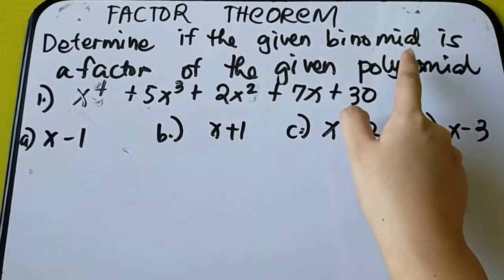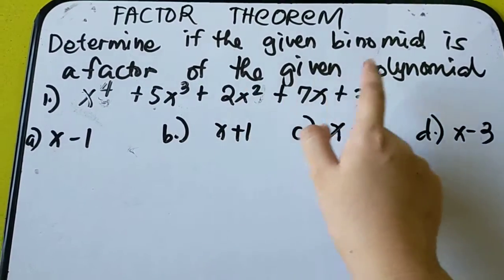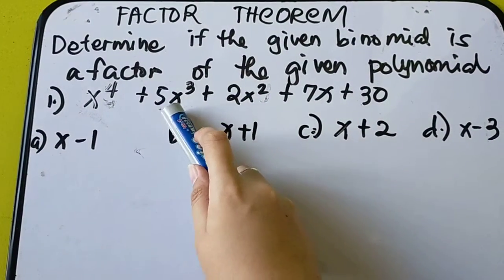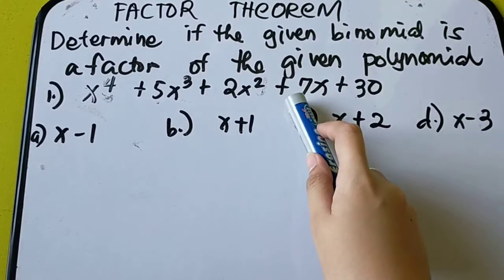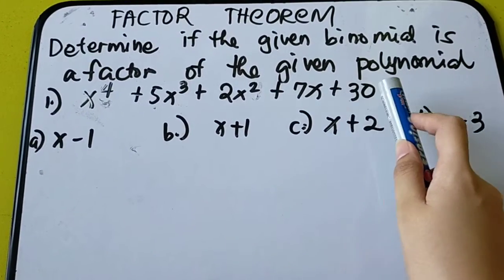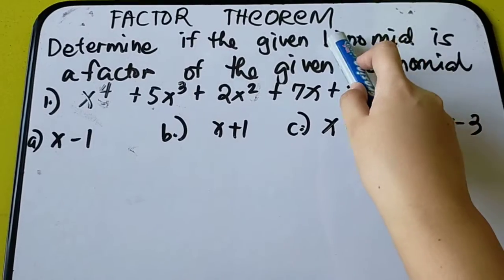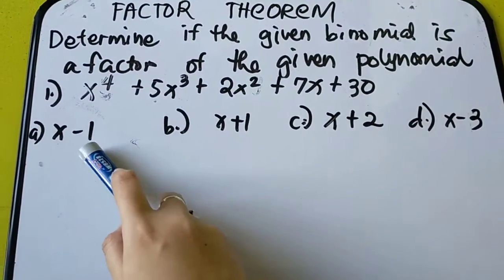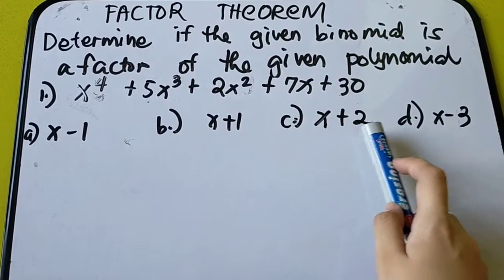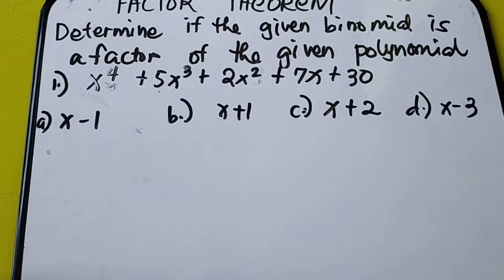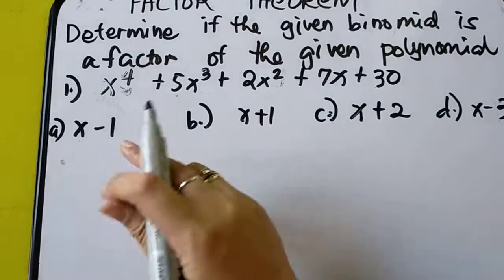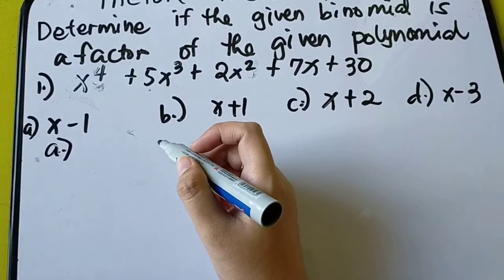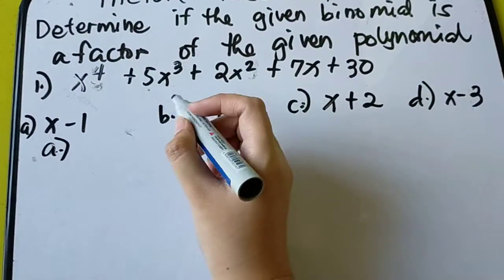Let us have an example. Determine if the given binomial is a factor of the given polynomial. Ang given polynomial natin ay si x raised to 4 plus 5x cubed plus 2x squared plus 7x plus 30. Ang given binomial natin na i-determine kung siya ba ay factor nito ay si x minus 1, x plus 1, x plus 2, at saka si x minus 3. Let's start first with x minus 1. So, synthetic na lang tayo.